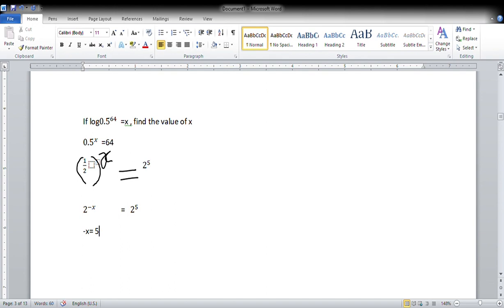Sorry, not 5, 64 is 2 to the power 6. If you multiply 2 five times, 2, 4, 8, 16, 32, 64. Yes, 2 to the power 6, that means it will be 6. That means minus x is equal to 6, and that means x is equal to minus 6. I hope you can understand.